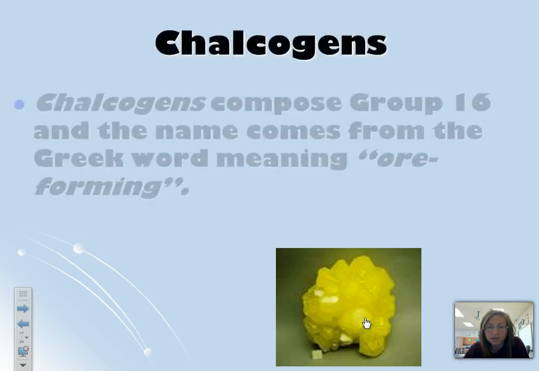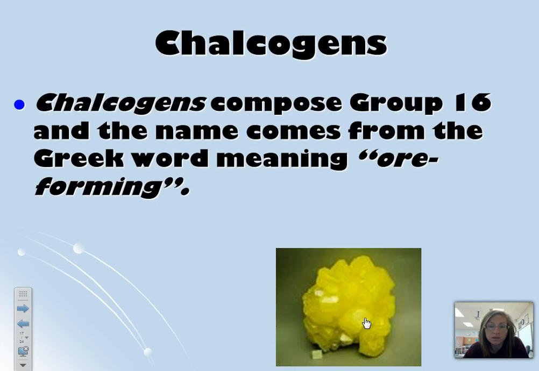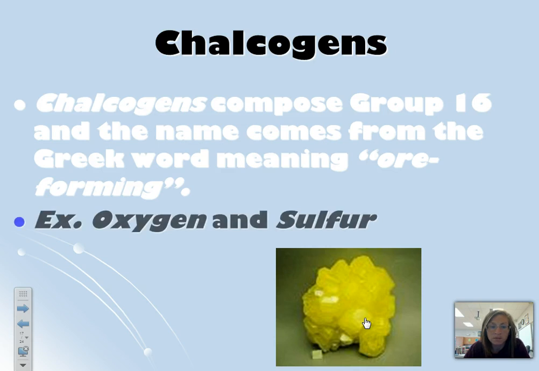You have your chalcogens. They are composed of group 16, or sometimes we'll refer to them as group 6. Their name comes from the Greek word meaning ore forming. And some of your common ores are oxygen and sulfur. Sulfur is completely identifiable gas-wise when you're driving down the road or walking around somewhere, you smell that really horrible rotten egg smell. That's sulfur.